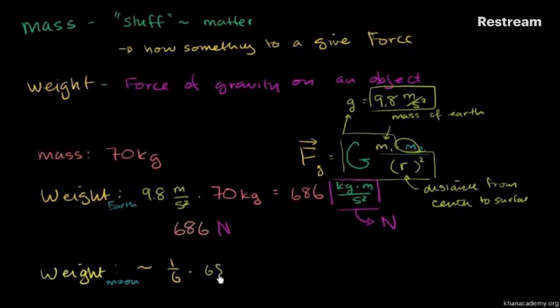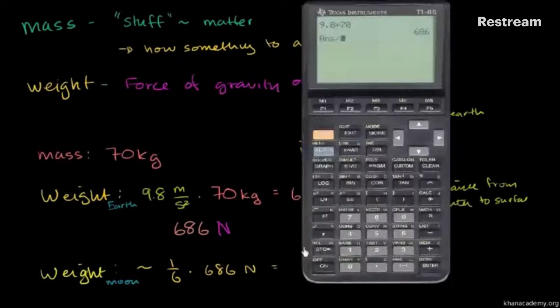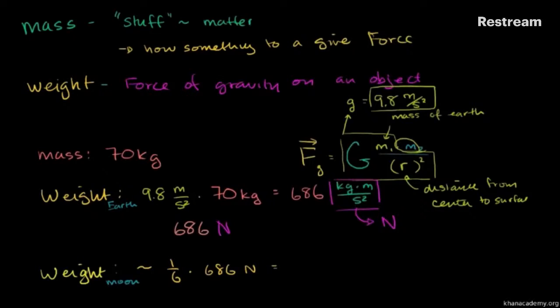So that gives me a little bit over 140. I'll just get the calculator out. My brain operates a little bit slower while I'm recording videos. Yeah, I got it right. So that gives us approximately 114 newtons.